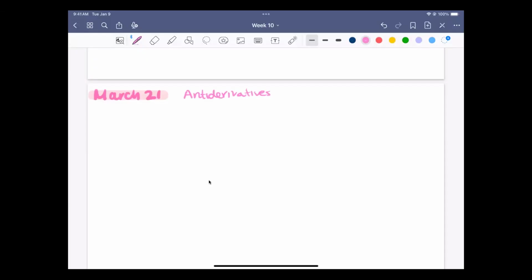So I'll write something. Given an f prime, how do we find f? And also, there's a question of how many possible f's there might be and what they could look like. So here's the definition.